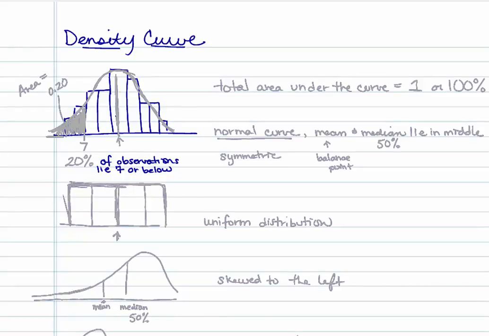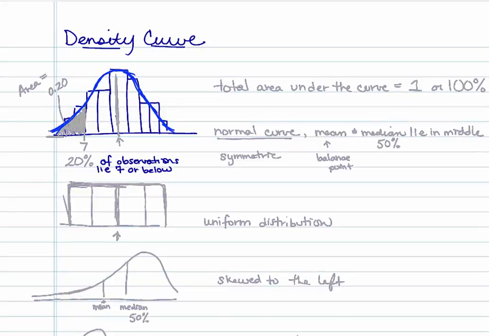A density curve is a mathematical model of a distribution. So you can take a histogram and kind of sketch what a density curve would look like. You're kind of trying to make the shape of a normal curve over a histogram, or any type of shape over a histogram.